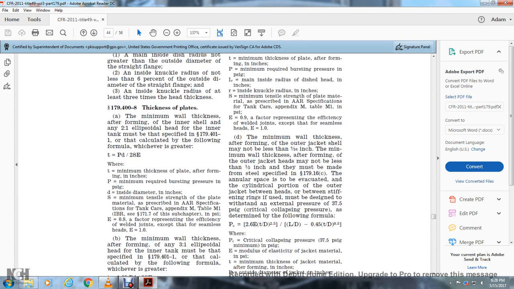The minimum wall thickness after forming of the outer jacket shell must not be less than 7/16 of an inch. The minimum wall thickness of any formed head of the outer jacket must not be less than 1/2 inch. They must be made from steel specified in 179-16C.